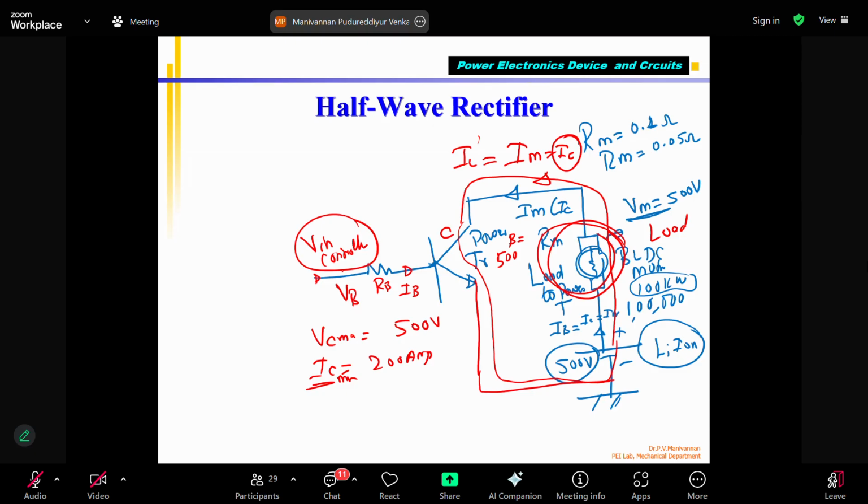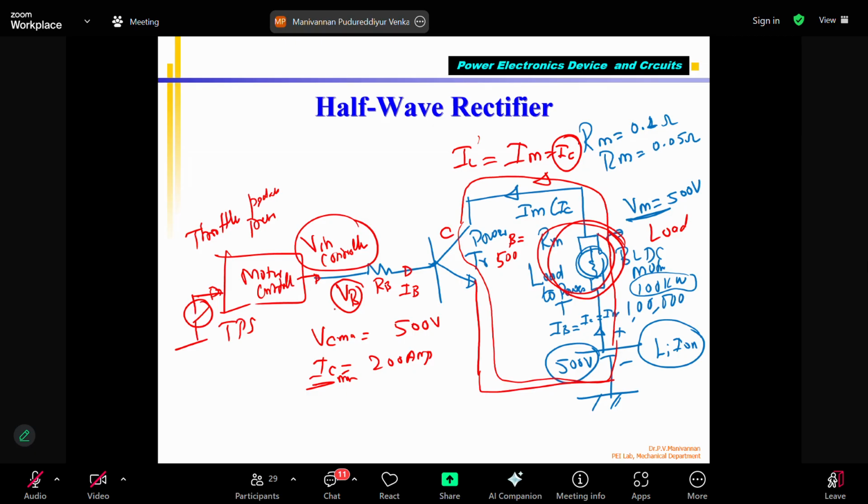So what is this one? This is called VB, which is the control signal coming. I have the motor controller, which is supplying VB to the base of the transistor. This is nothing but my driver demand. You are pressing a throttle pedal. Correct. This is my TPS sensor. So the TPS sensor gives input. This is the motor controller. It produces VB.